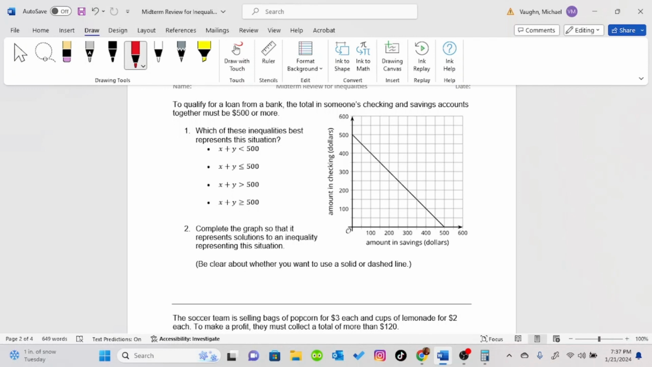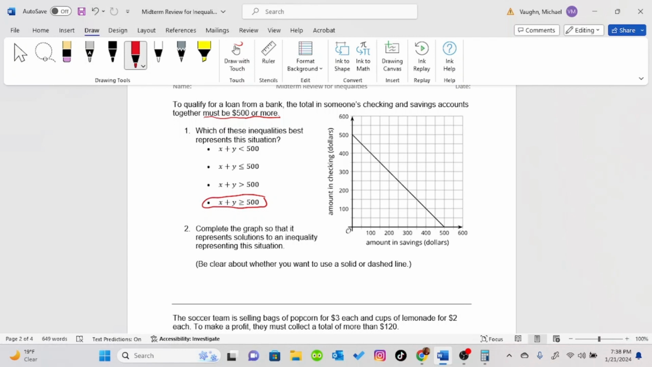The third option says we have more than 500, but this one says it must be $500 or more. So the correct option would be the fourth one. This says the savings and checking added together is more than $500 or equal to $500.